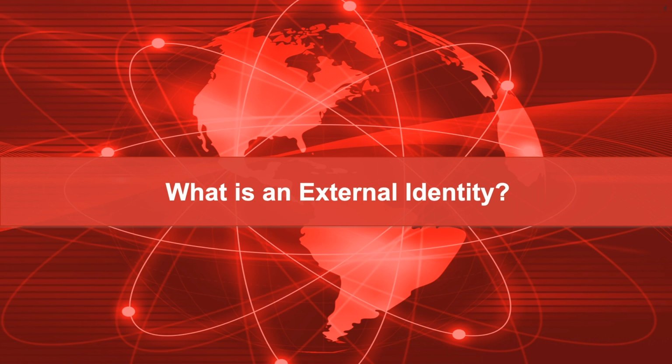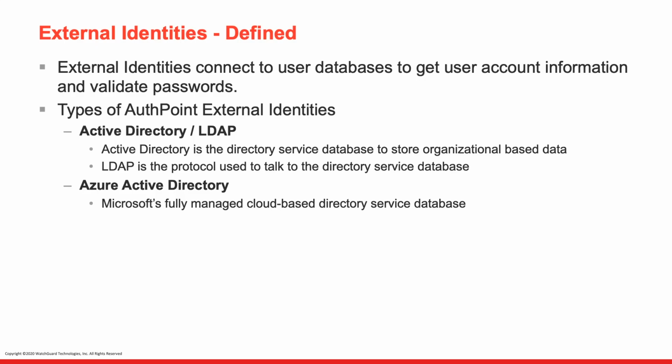Before we begin, let's define what an external identity actually is. External identities connect to user databases to get user account information and validate passwords. With AuthPoint, there are two types of external identities. There's Active Directory / LDAP. Active Directory is the directory service database to store organizational base data. LDAP is the protocol used to talk to this directory service database. And then we have Azure Active Directory, which is Microsoft's fully managed cloud-based directory service database.